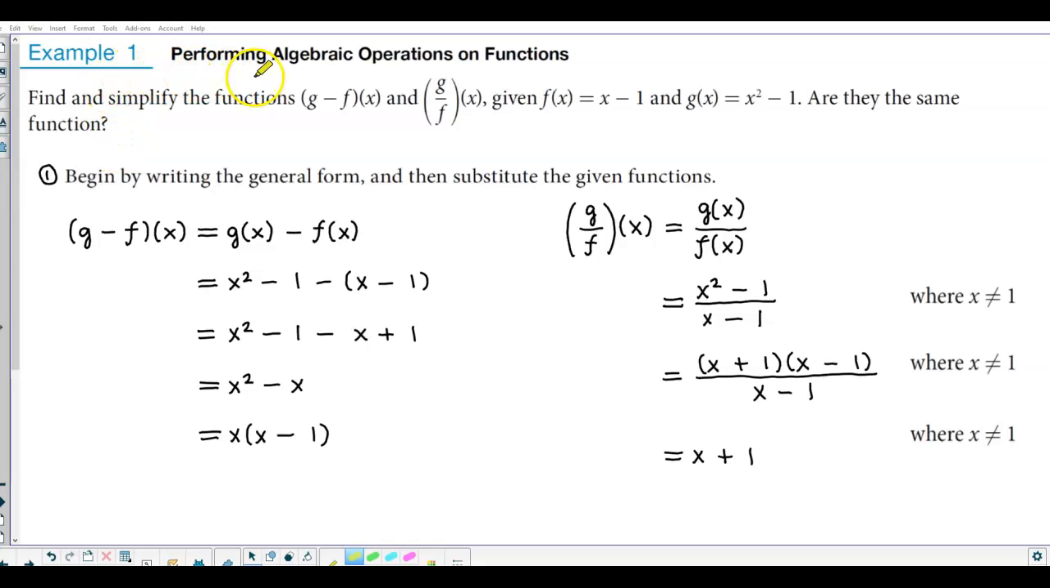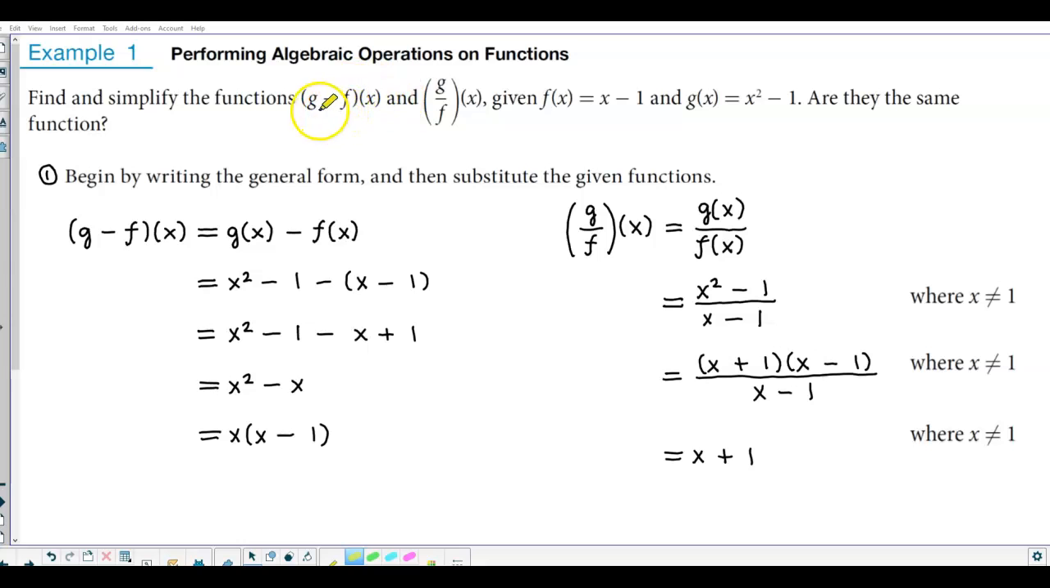In example 1, we're performing algebraic operations on functions. We want to find and simplify the functions g minus f of x and g divided by f of x, given that f of x is equal to x minus 1 and g of x is equal to x squared minus 1. Are they the same function? So we begin by writing the general form and then substitute the given functions.